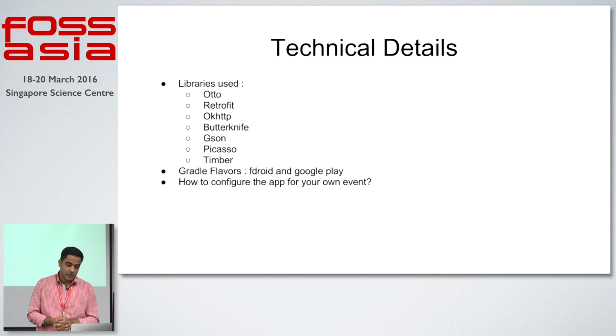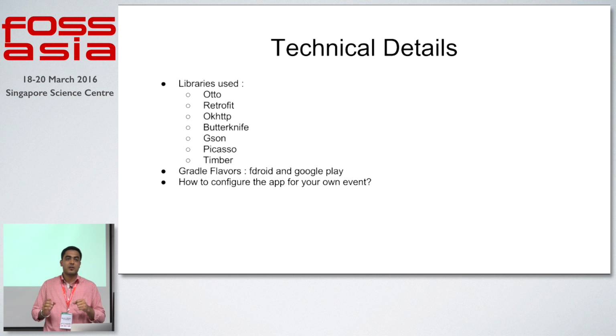Picasso we are using for loading and caching images of the speakers. We are not keeping the images of all the speakers as a resource. We are just using the URLs so that the images can be easily loaded at runtime, which is pretty efficient. And we are also caching the images so that the next time you open the app, you don't have to reload the images and all.